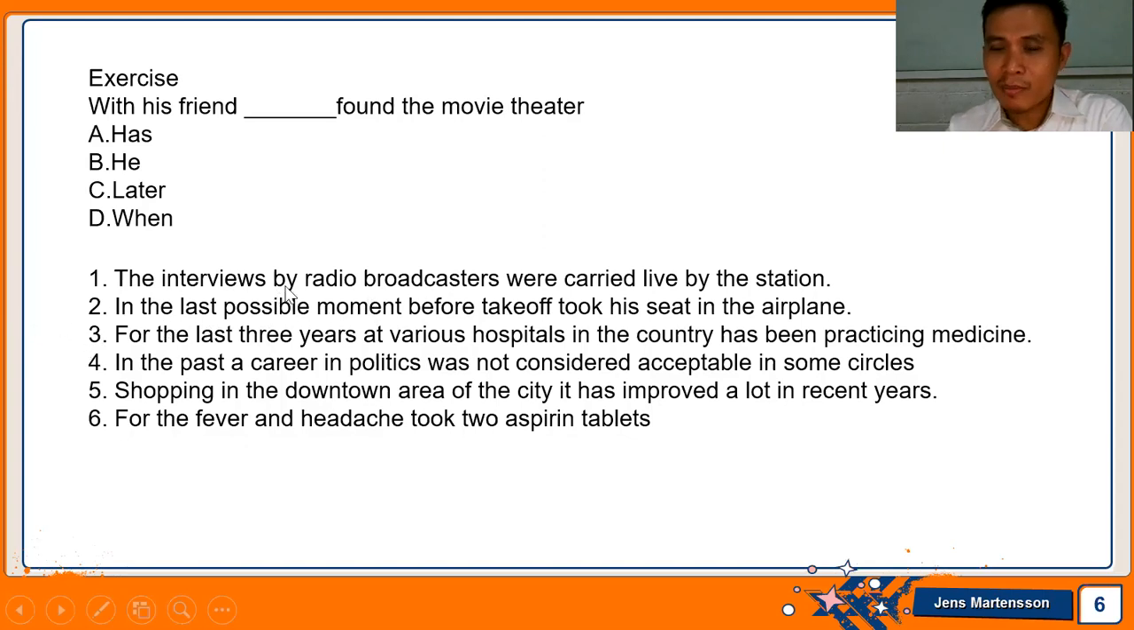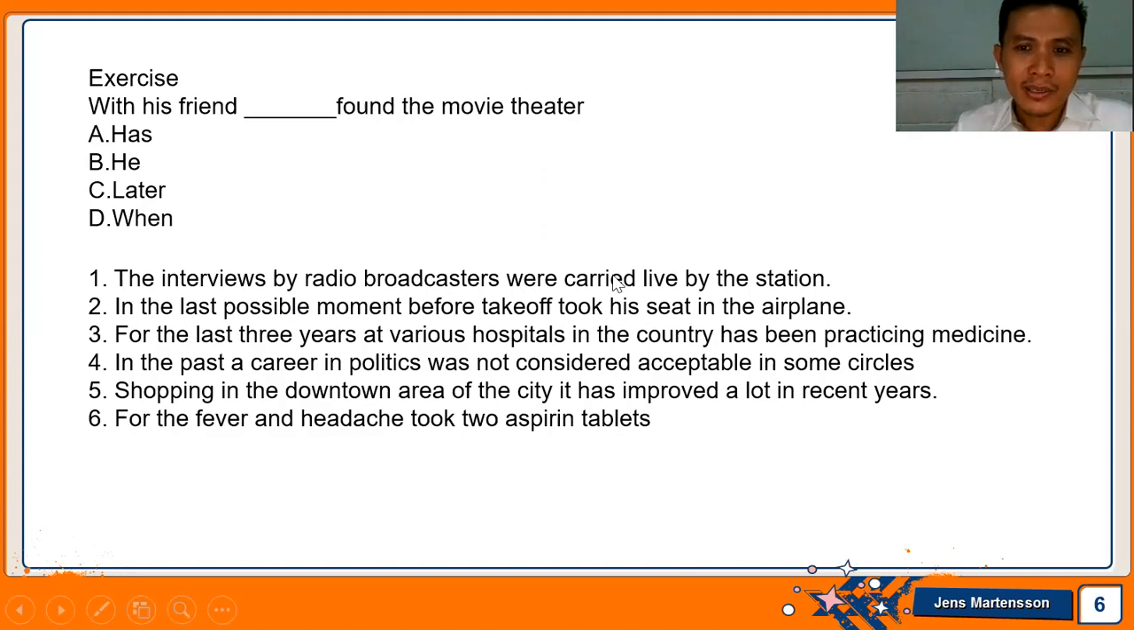Remember, what do we call this? Prepositional phrase. So what is the preposition here? In the last possible moment before takeoff. So this is one phrase. And then took his seat in the airplane. We don't find the subject. Who is taking his seat in the airplane?